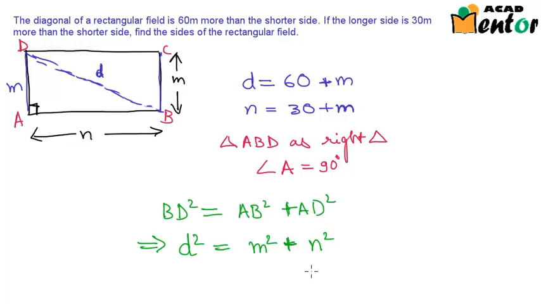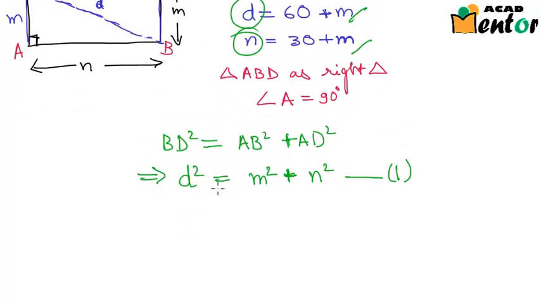Now when I have this equation, I can easily replace the values of D and N in terms of M in this particular equation. Let's call it equation 1. So from these two equations, I can use the values of D and N in equation 1 and form my equation where I will have the complete equation in terms of M, and I can easily find M then. Let's see how we do that.